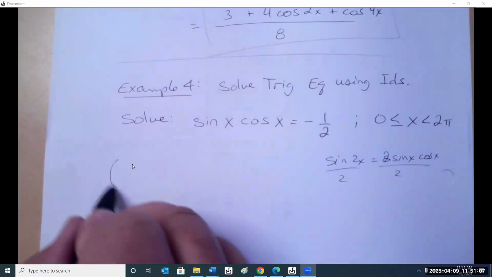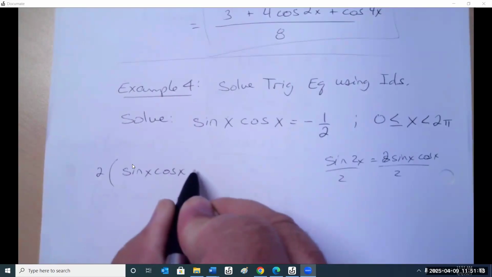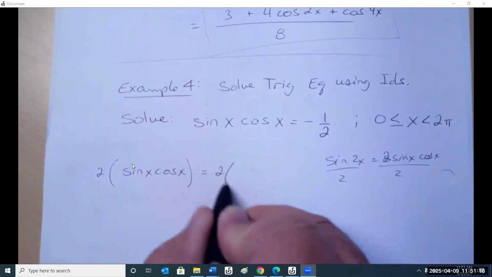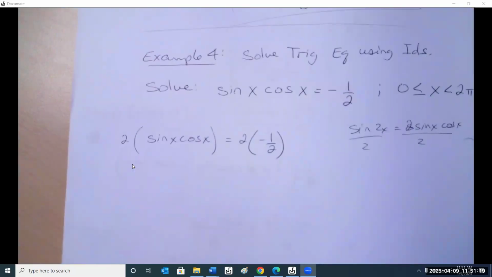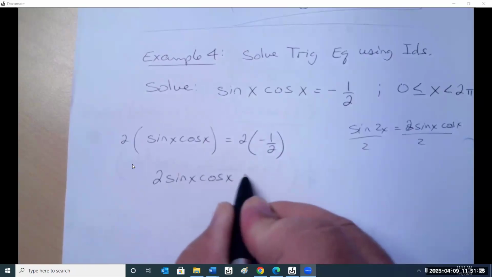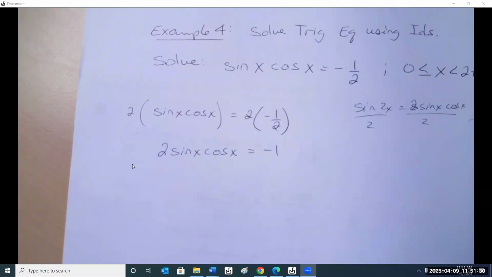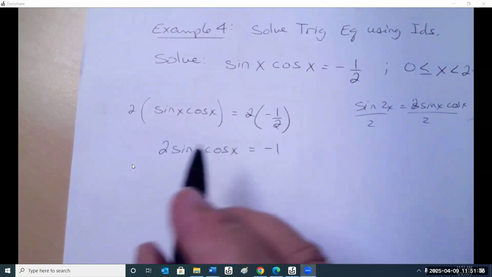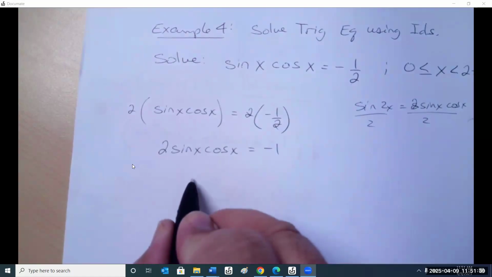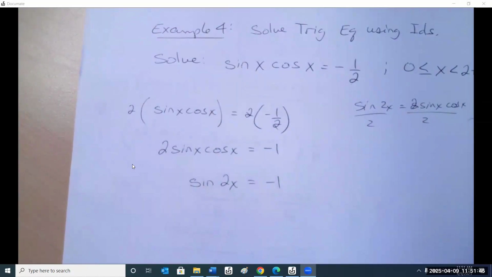What if I multiply both sides by 2? Then I get 2 sine x cosine x equals -1. As long as you do the same thing to both sides, you're good to go. So what is sine 2x? 2 sine x cosine x. That's sine 2x equals -1. Where do we get to the half angles? Oh, there we go.